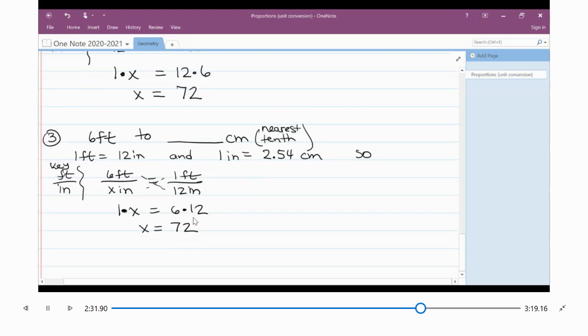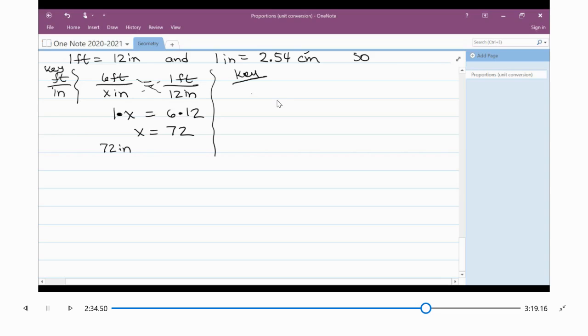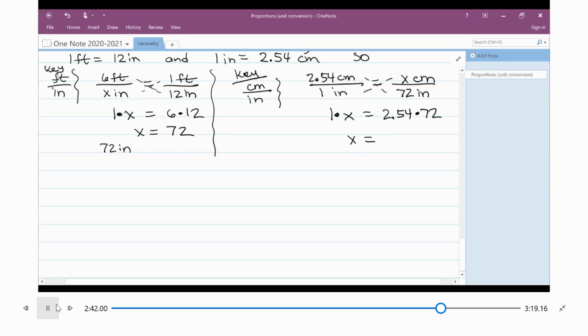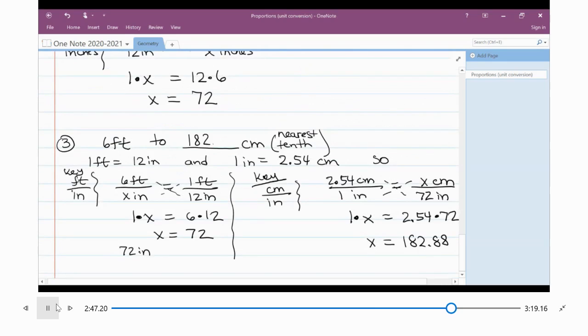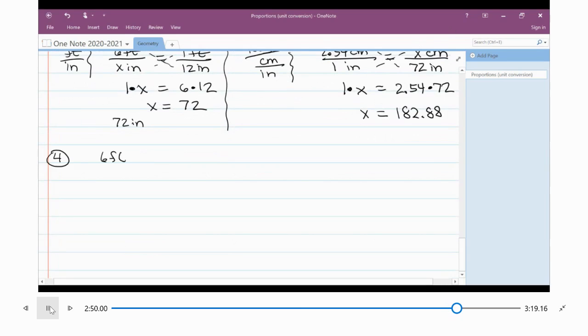We already knew that it was going to be 72, but now we're going to work a second proportion. I just decided that I was going to go centimeters on top and inches on the bottom for my second proportion. So I've got 2.54 centimeters to 1 inch. And remember now we have 72 inches. I got to put that on the bottom because inches are on the bottom, according to my key. Cross multiply. Again, you see that I lose the dimensions. It's 182.88. Since I said nearest tenth, you notice that I rounded.